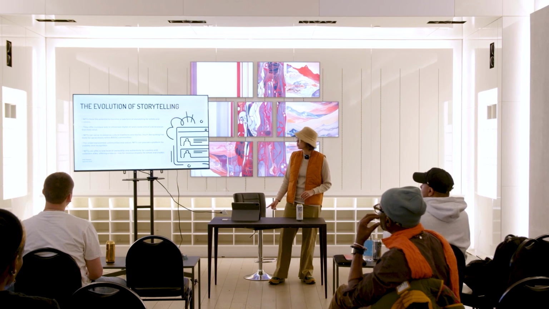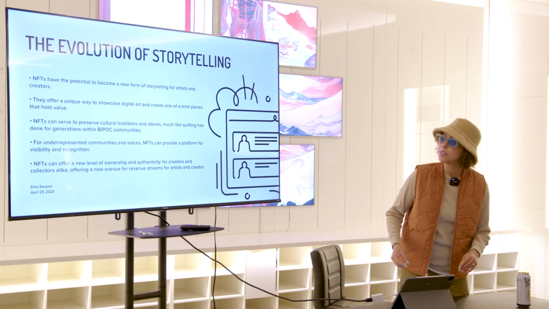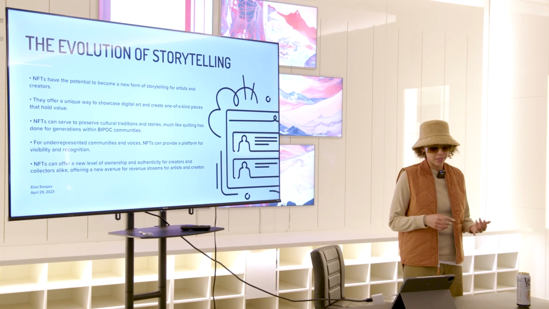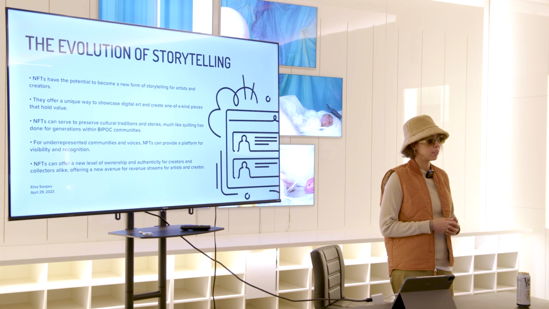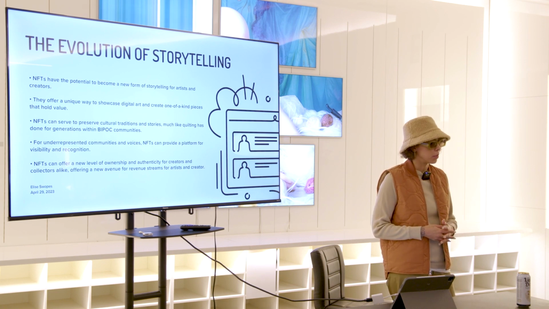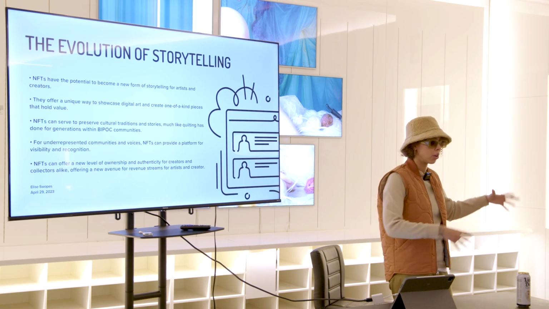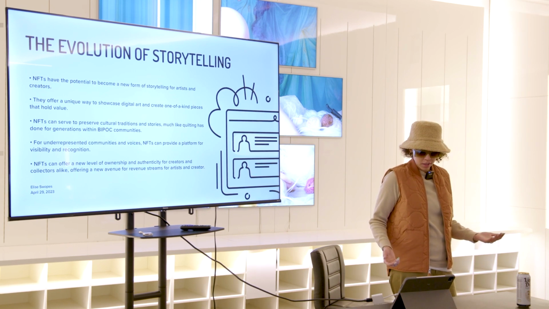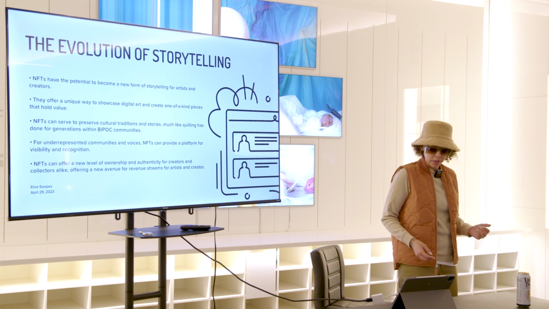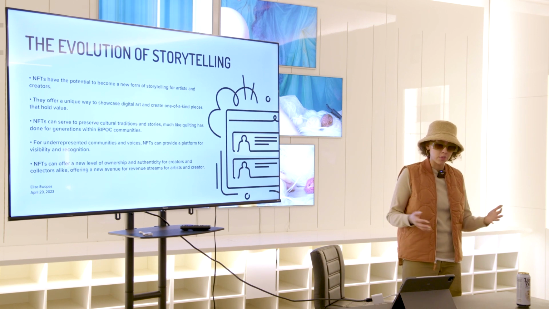So the evolution of storytelling has now become NFTs, where NFTs have the potential to become a new form of storytelling, very clearly, right? Talking to my friend here, thinking about how we want to tell our story a little bit more deeply from all the chaos of art creation, a little bit more intentionally, maybe. And then it offers a unique way to showcase digital, one-of-a-kind artwork.